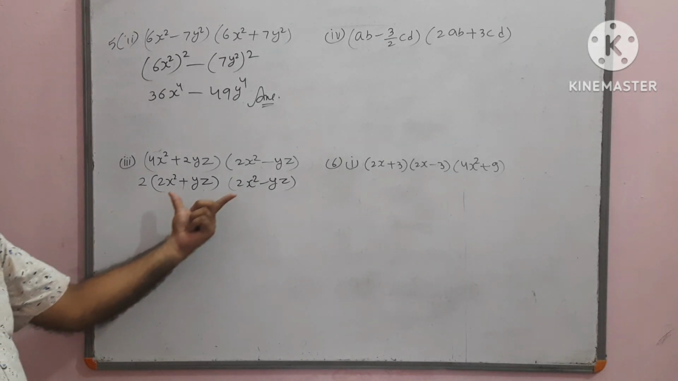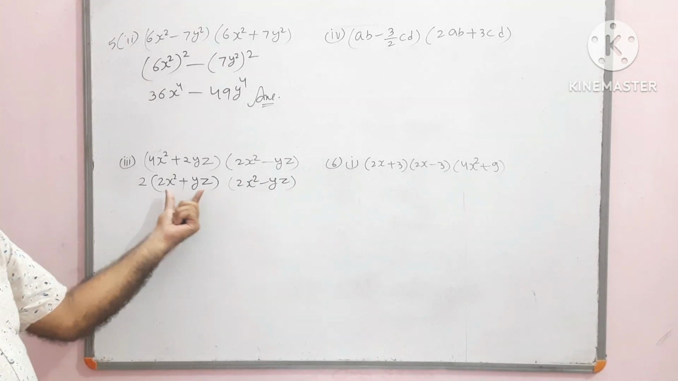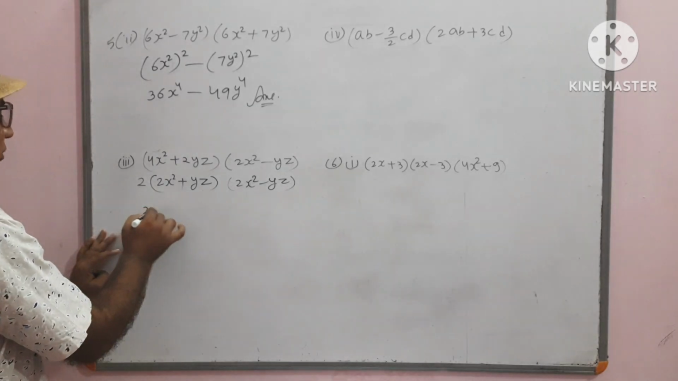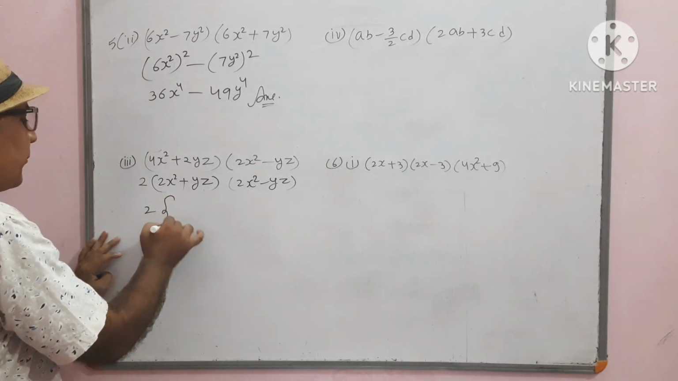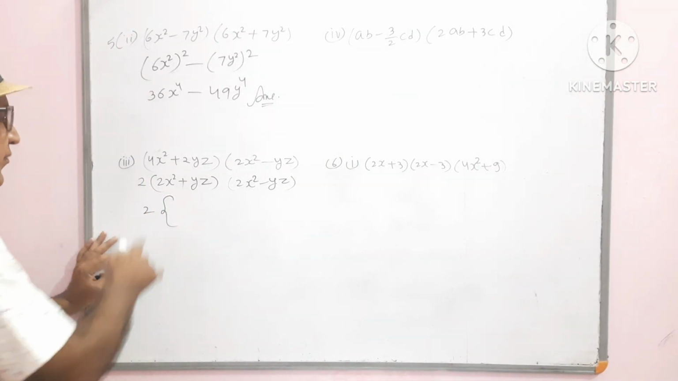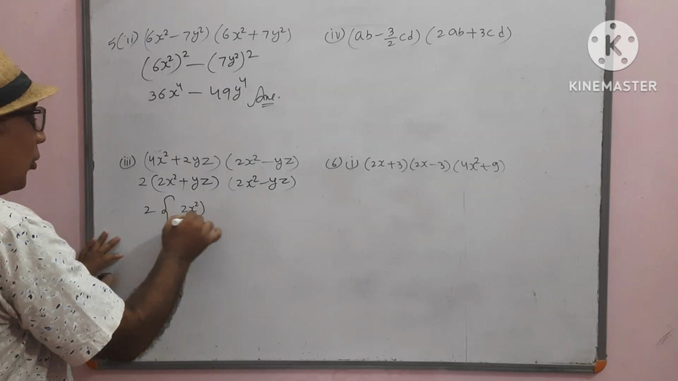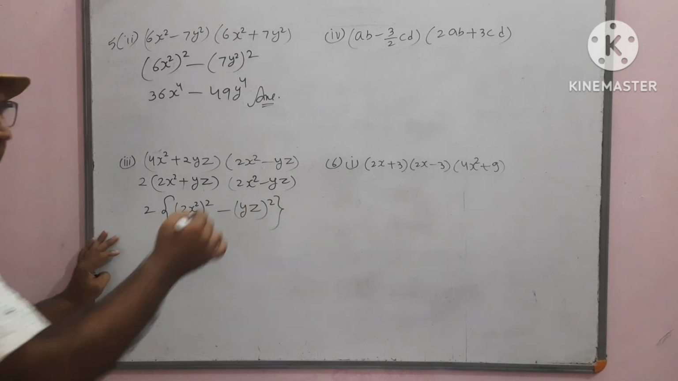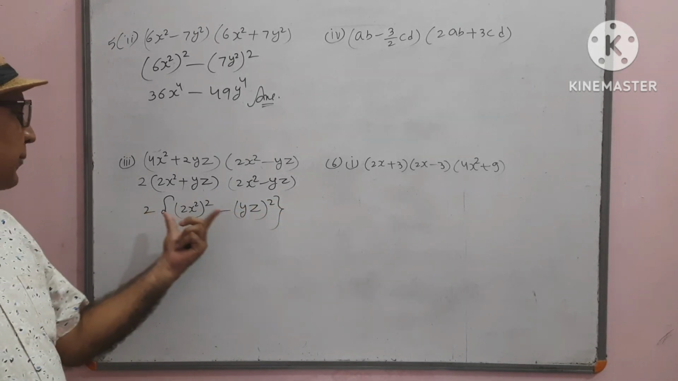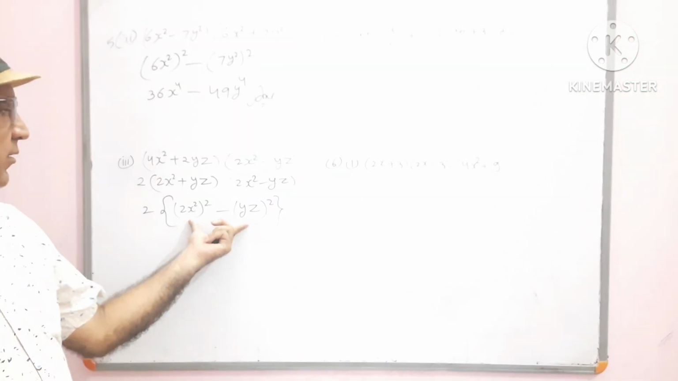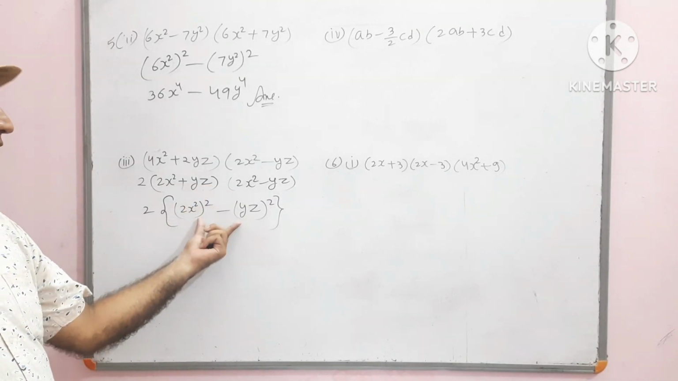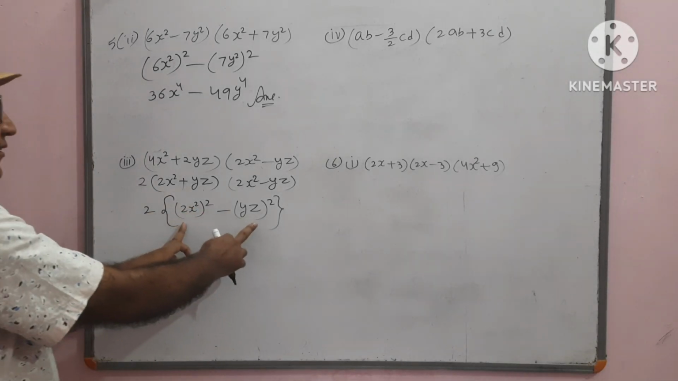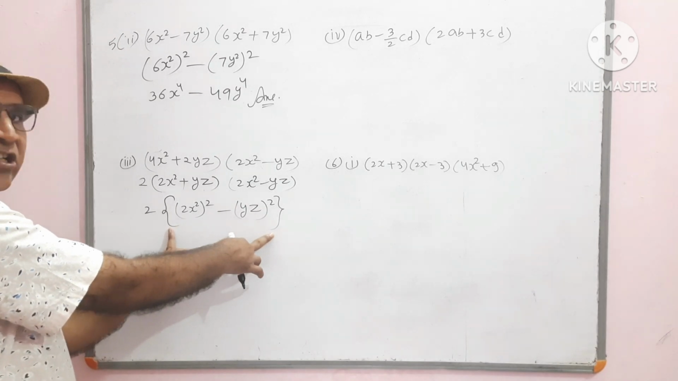Okay? Now our bracket is looking like the identity a plus b into a minus b. So this 2 will remain as it is. We will apply the identity in the curly bracket: 2x square whole square minus yz whole square. Because 2 will be multiplied with both the terms, by multiplying these two brackets we are getting this one. So 2 is also multiplied with both the terms. That is why this a square minus b square is kept in a different bracket.